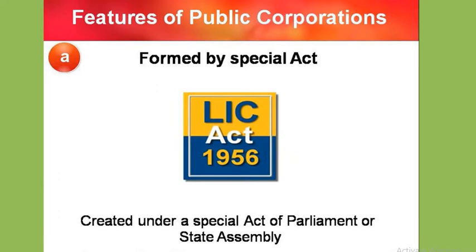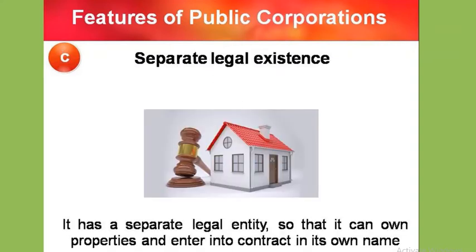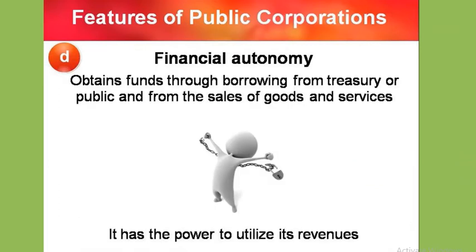First is formation. It is established under a special act of the Parliament that lays down the objects, powers and functions of the corporation. Second, ownership. It is wholly owned by the state. Government has a power to appropriate its profits and also has to bear the losses. Third, separate legal existence. It has its own separate legal entity different from its members, so it can own properties, enter into contract in its own name.